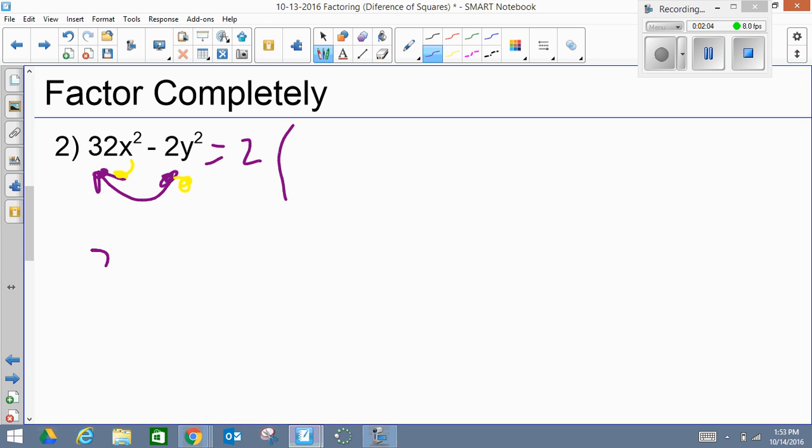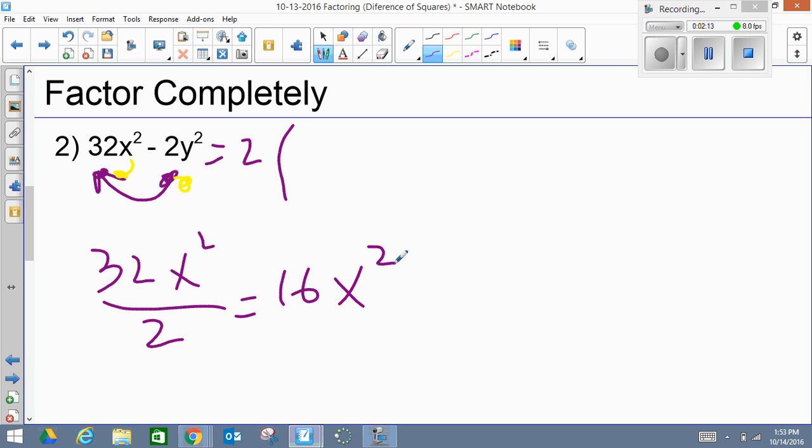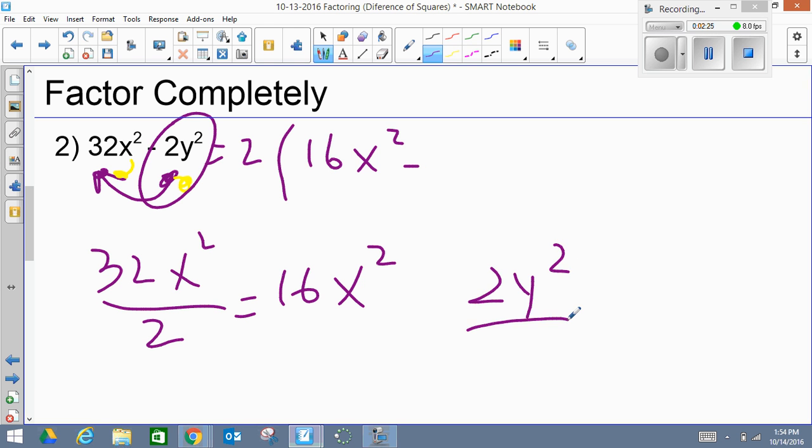Inside, I'm going to start dividing 32x squared by 2, which is the common factor, and that gives you 16x to the second power, which goes inside the parentheses. Minus, I take the second term, which is 2y squared divided by your GCF, which is 2. Here the 2's cancel, and I have y squared as my answer. That goes inside the parentheses as my second term. And we're done doing greatest common factor.